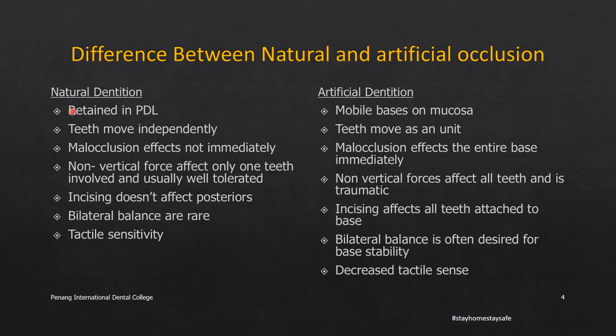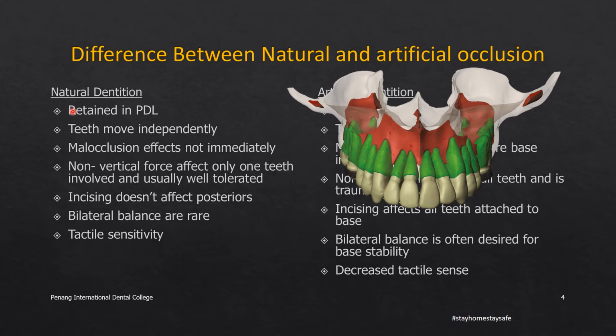As we all know, natural teeth are retained in the periodontal ligament, which is anchored in the bone of the maxilla and the mandible. So these are the natural teeth. The green area is the PDL, periodontal ligament, which encompasses the root of the teeth and which are anchored to the alveolar sockets. Now, as we can see here, the teeth are independent of each other and they move independently to the masticating and the occluding forces. If there is any malocclusion, it affects independently that tooth only and does not affect the other teeth per se.